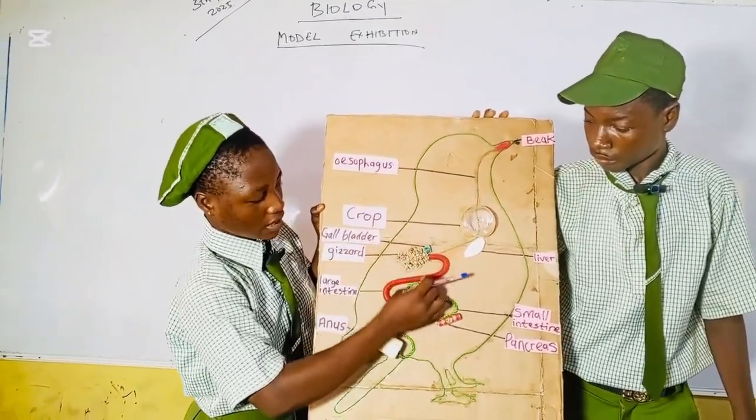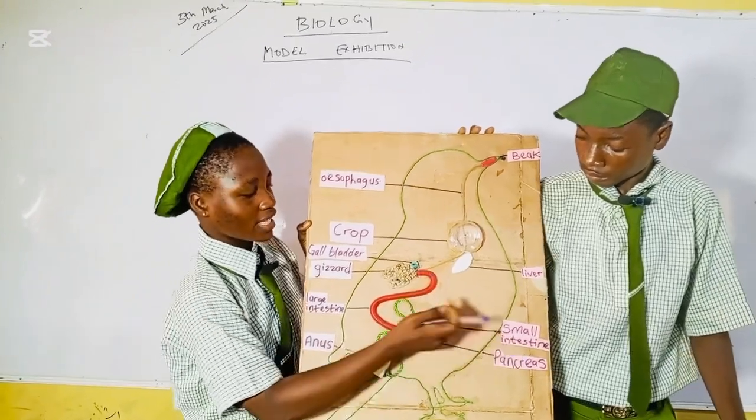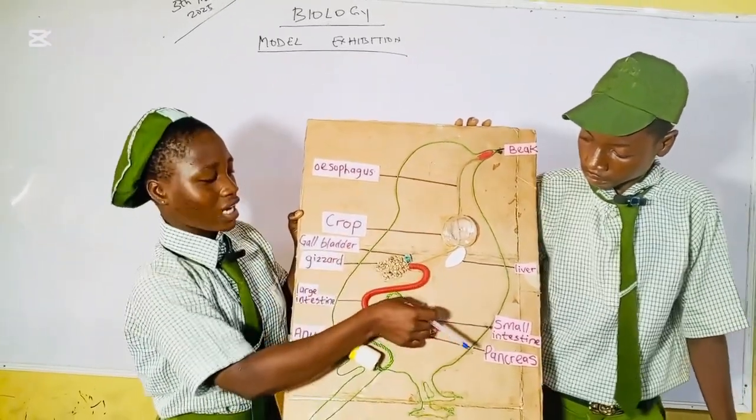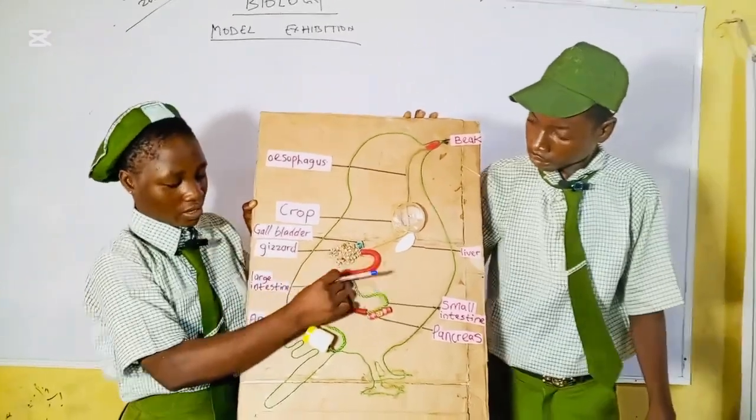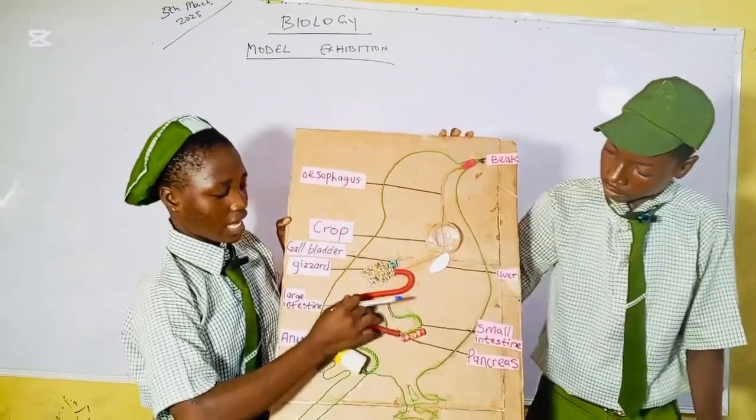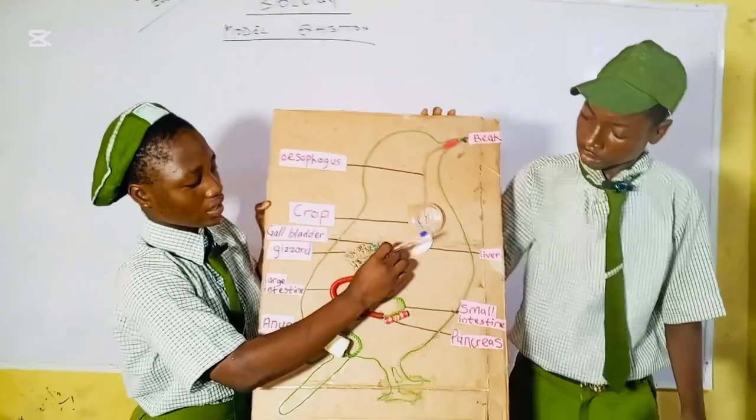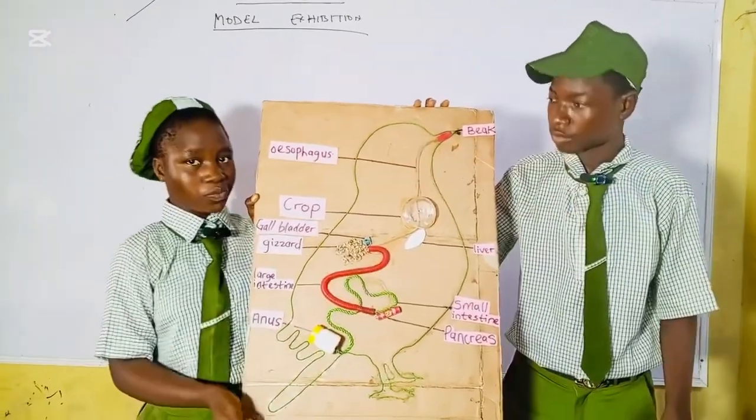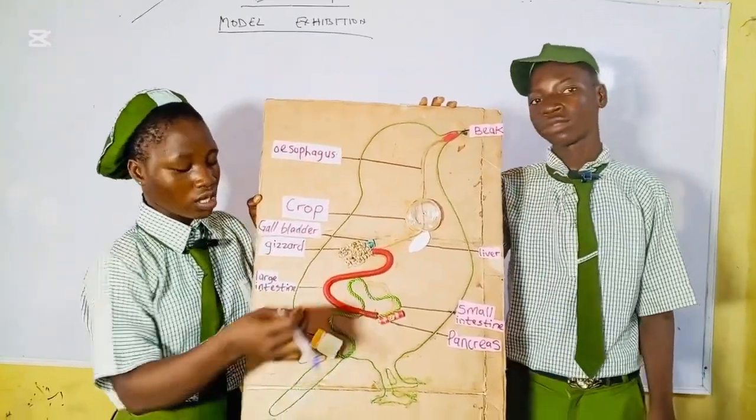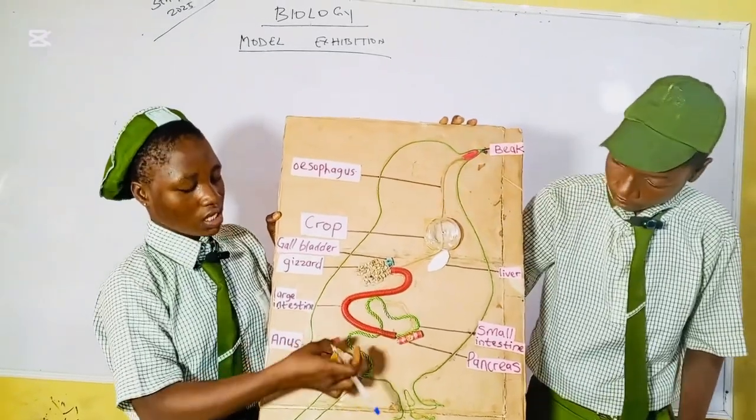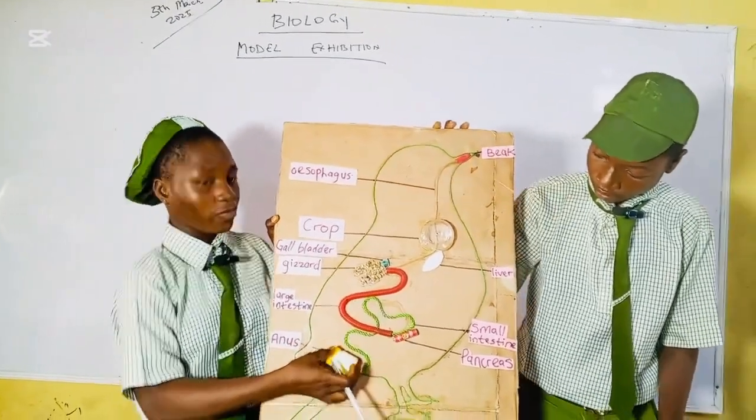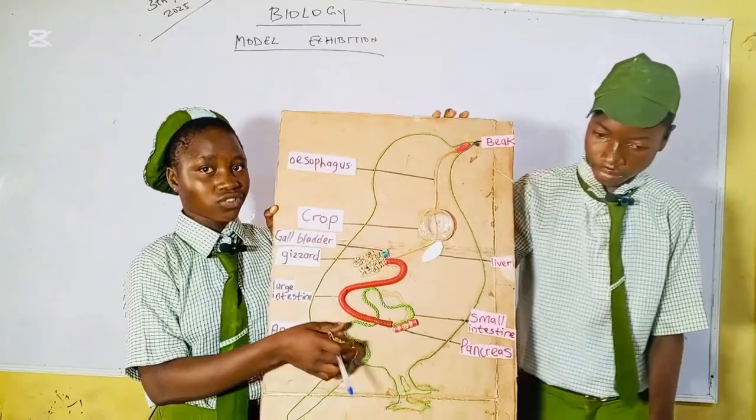And here we have the large and the small intestine. The small intestine is where digestion and absorption of nutrients take place. And the large intestine is where excess water is absorbed, and waste products are prepared for elimination. And here we have the anus. This is the passage or exit for waste products.